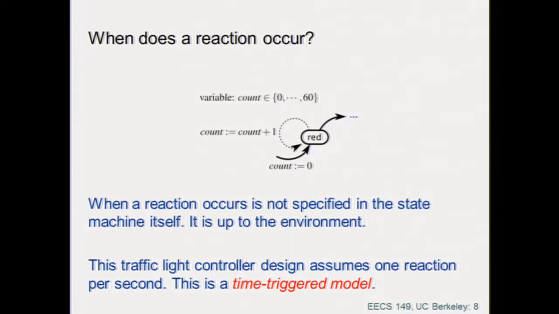Now notice that we said that there is this counter, 1, 2, 3, 4, 5, and all of that, which means that this model is time triggered. So you take a transition if the counter has a particular value. So it's time triggered.